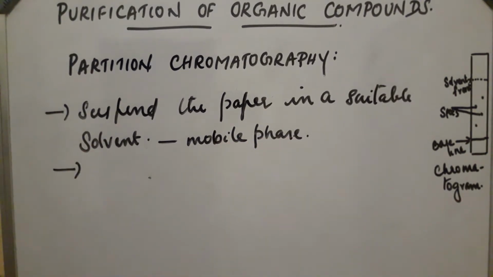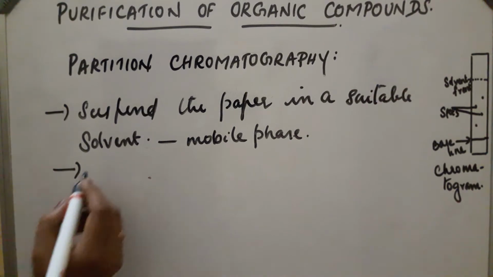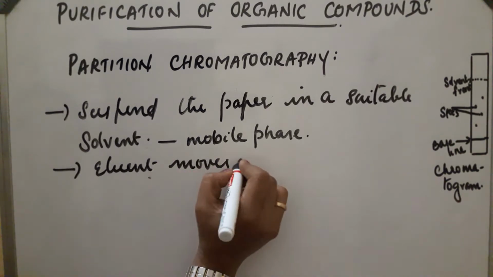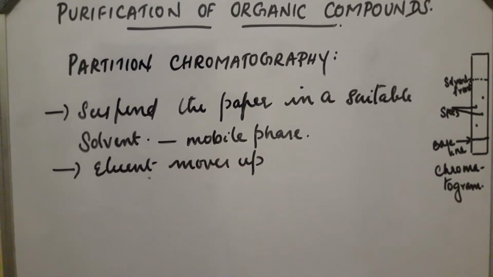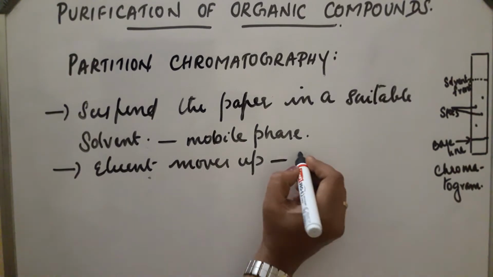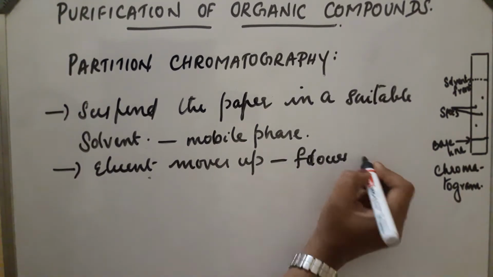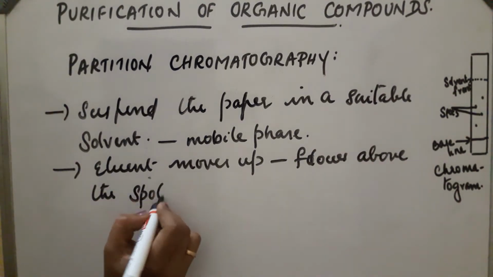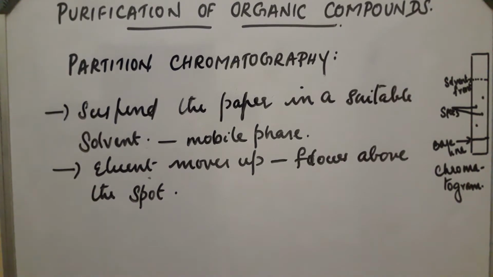which is the eluent. Now the eluent starts moving up. Along with that, the spot also moves up, and this eluent flows above the spot. At that time, partitioning of the components takes place between the two phases. Here, one phase is the solvent and the other phase is the water trapped in the paper.